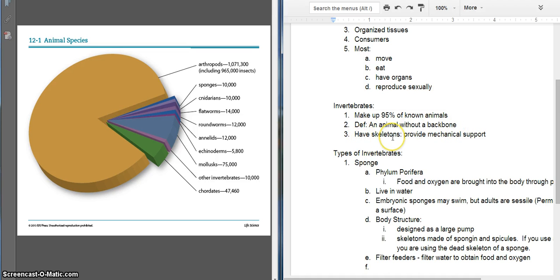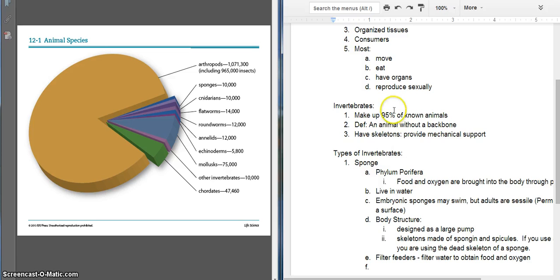They have skeletons. Some of those skeletons are made up of different things. In fact, we'll find out that some of those skeletons are even made up of water. But it's still a skeleton. The skeleton has one major purpose: providing mechanical support. Some of these skeletons provide security, provide safety, but mainly the skeletons are there to provide mechanical support.